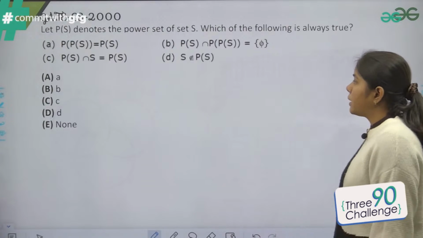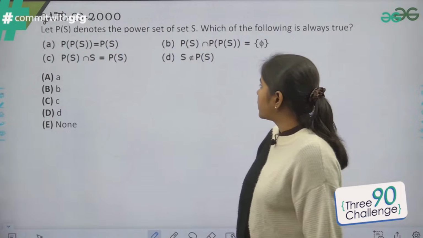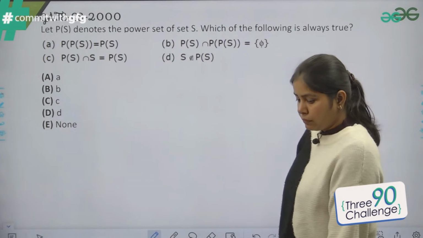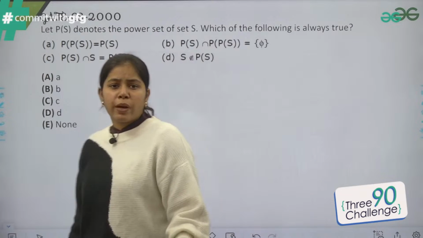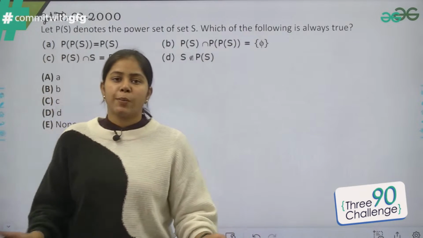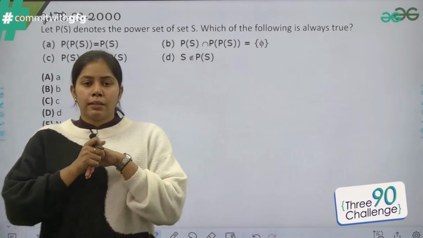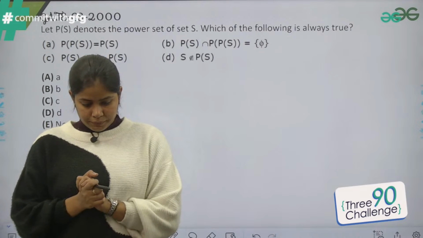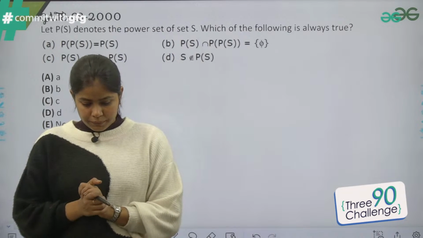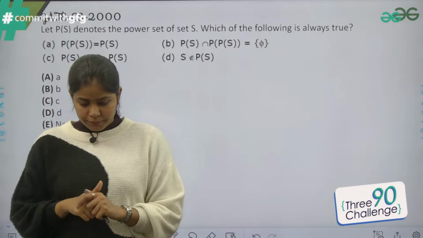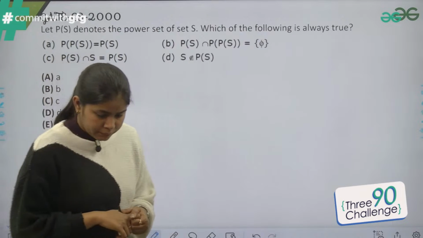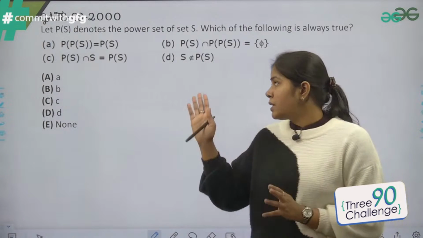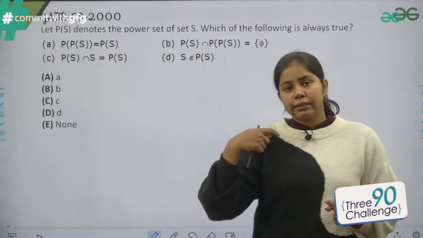Let's solve this. GATE CS 2000. It says that PS denotes the power set of S. Which one of the following is always true? I hope everybody knows what a power set is. Just let me know in the chat section, guys, what is a power set. Power set is the set of all subsets, right? Power set is the set of all subsets of a set S. Then we'll say that that is the power set of S.